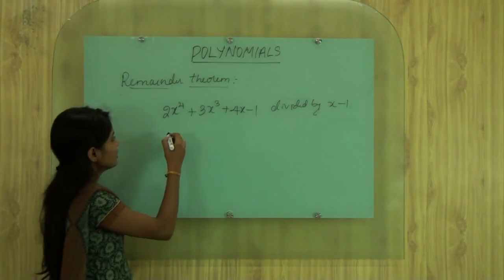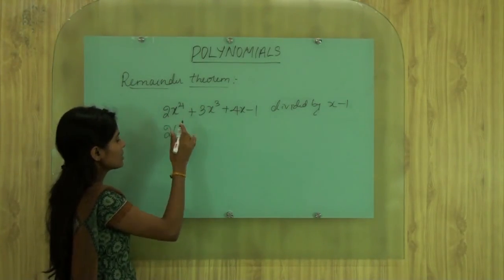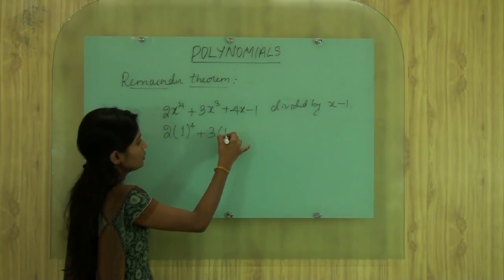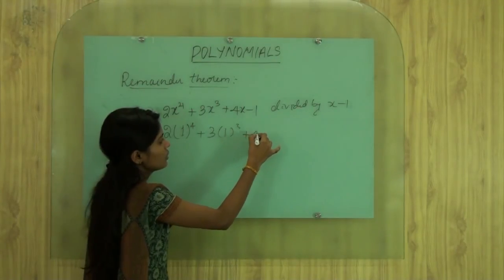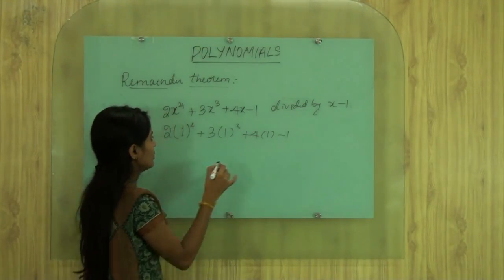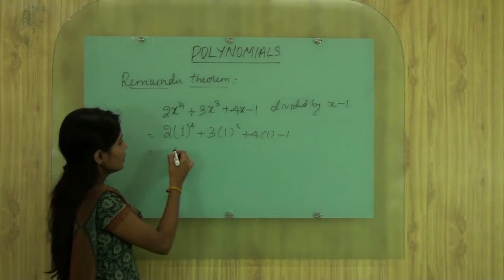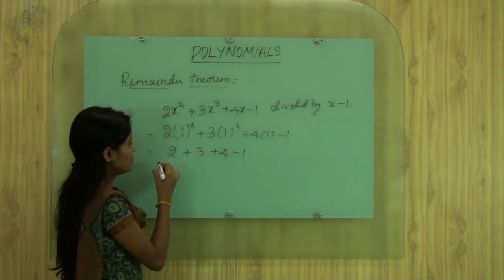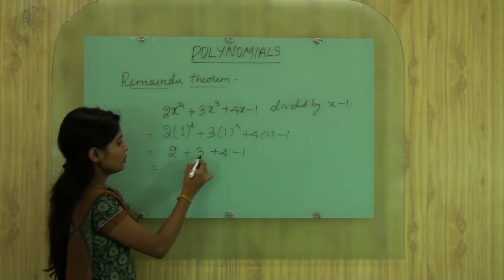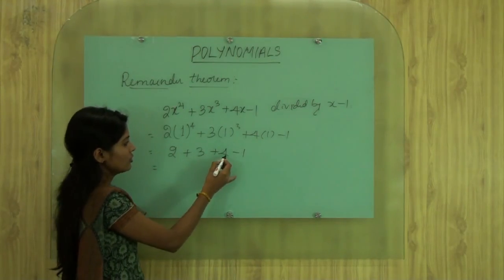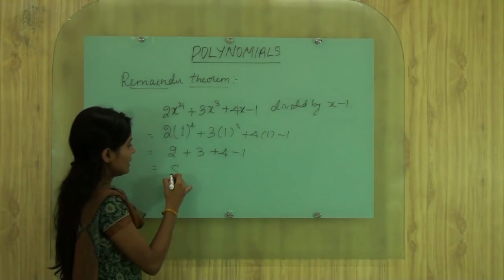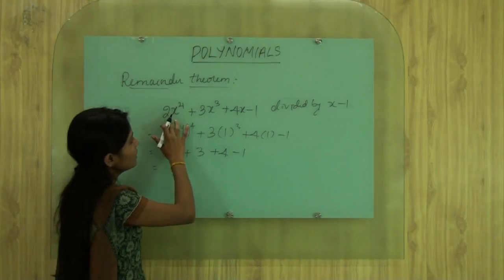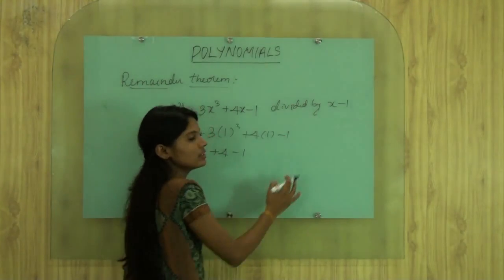Substitute 1 in the polynomial for x. It is 2 into 1 power 4 plus 3 into 1 power 3 plus 4 into 1 minus 1, which is equal to 2 plus 3 plus 4 minus 1, which is equal to 2 plus 3 is 5, 5 plus 4 is 9, minus 1, 8. 8 is the remainder when you divide this polynomial by this polynomial.